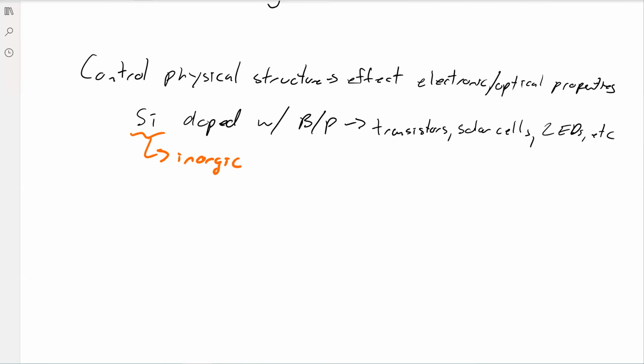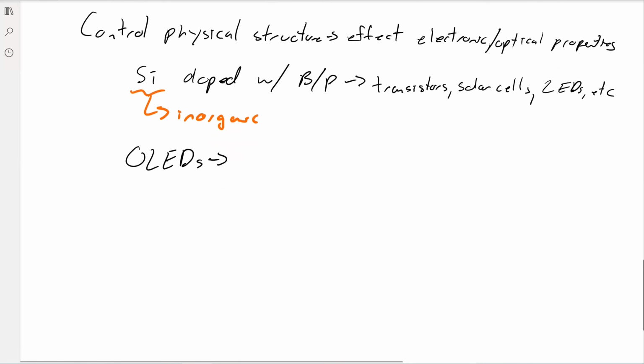Silicon is generally considered an inorganic compound, but they've been doing a lot of stuff with more organic, carbon-based compounds, so OLEDs. Probably most of your modern cell phone screens are made with OLEDs. OLED stands for organic light emitting diode.